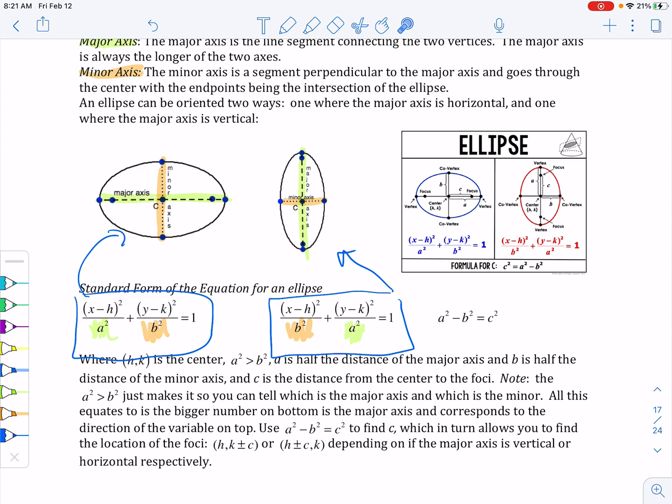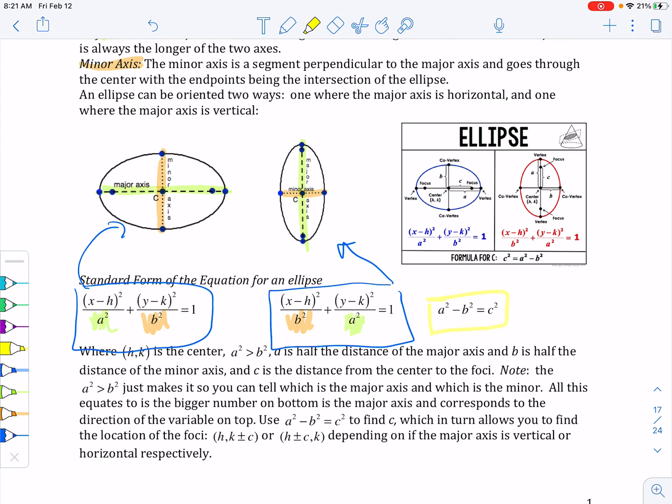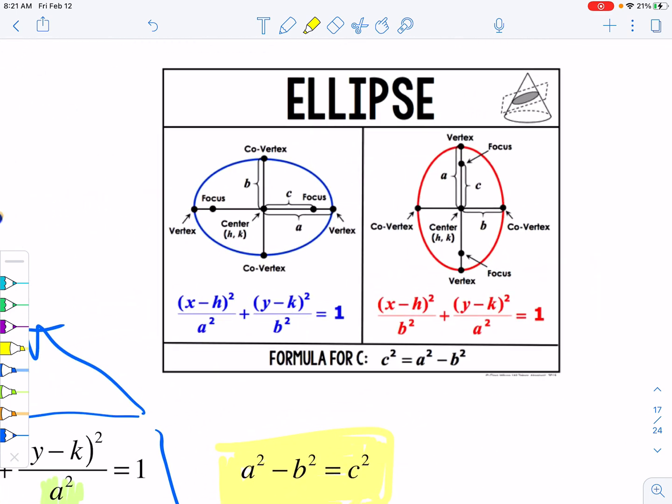We also have this formula that we need, where a squared minus b squared equals c squared. I remember it's like the Pythagorean theorem, except you're subtracting. If we look at this picture, it lets us know what our a, b, and c are. If it's the short and fat one, the a is our distance from the center all the way to the vertex. The b value, which goes with the minor axis, goes from the center to the co-vertex, or up and down by that amount.